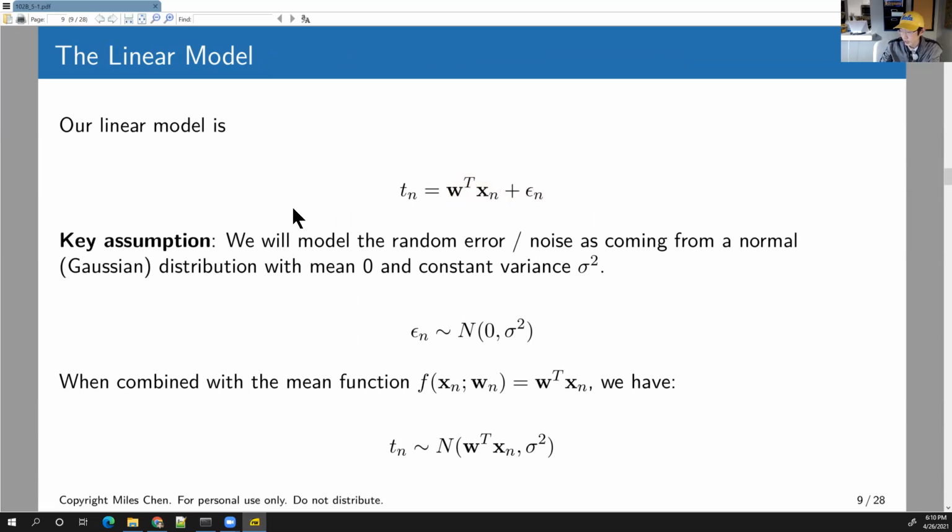The key assumption here is that we are going to assume that this error term is random, centered at 0, and follows a normal or Gaussian distribution. We're going to assume that the errors come from a Gaussian distribution. If we don't assume that, then what we do in the next slides will not work. And that there's constant variance, sigma squared.